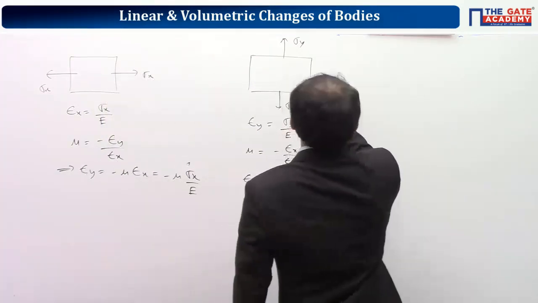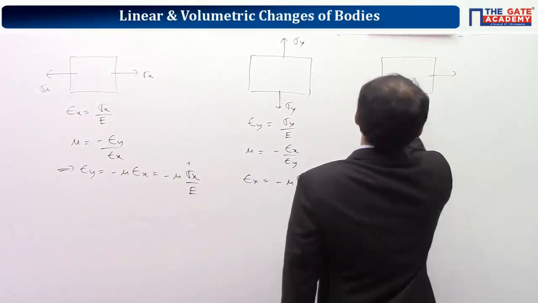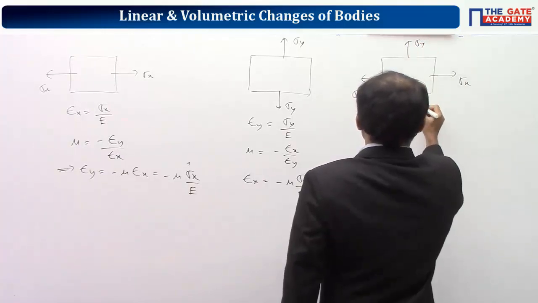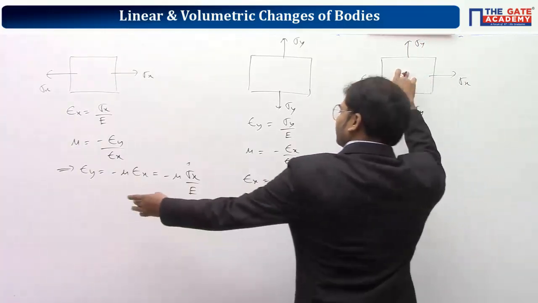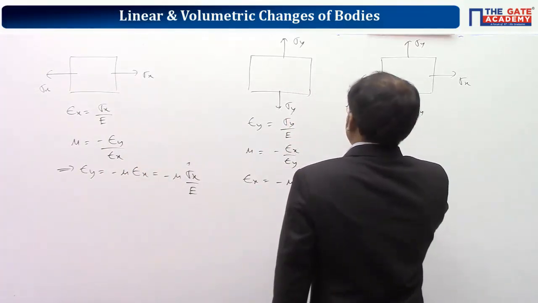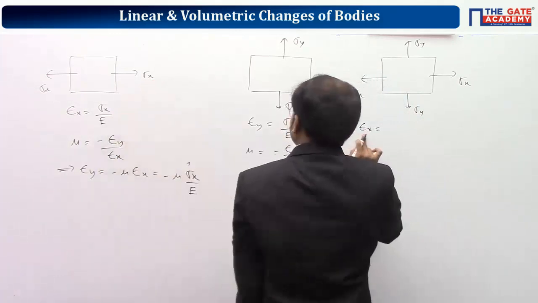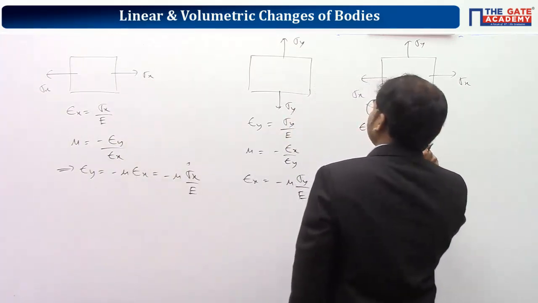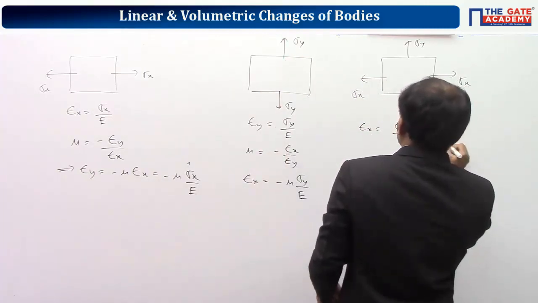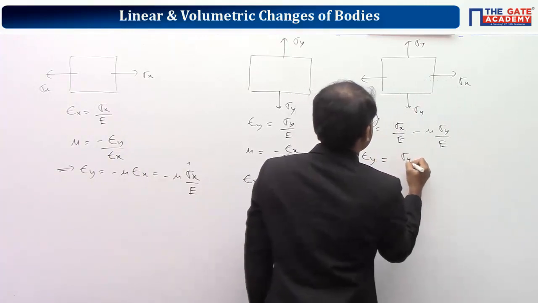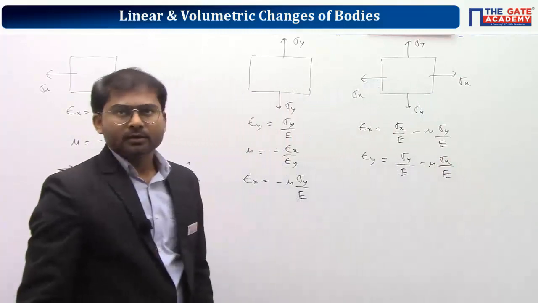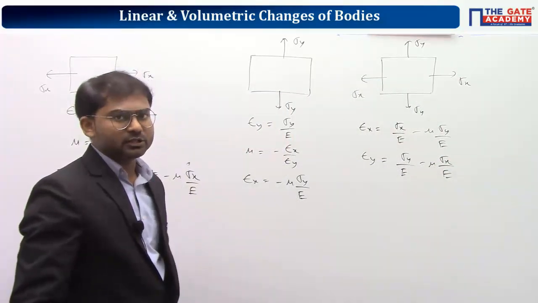Now I am going with the case which is a combination of the previous two. This is nothing but superimposition of these two cases, so simply we can add it up. Epsilon x is epsilon x produced due to sigma x, given by sigma x by E, plus epsilon x produced due to sigma y, given by minus mu into sigma y by E. Same way, epsilon y comes out to be sigma y by E minus mu sigma x by E. This is a case where there is only sigma x and sigma y.